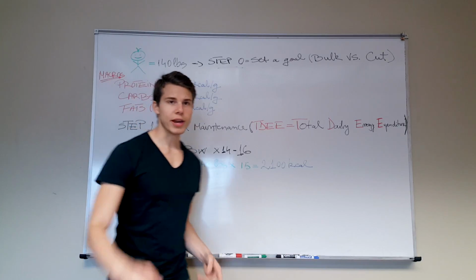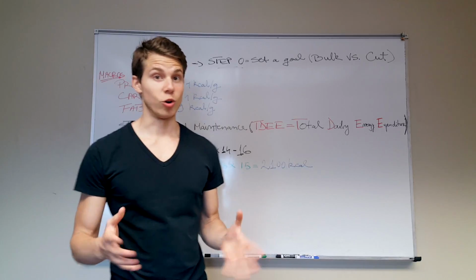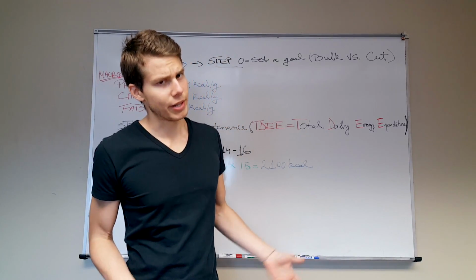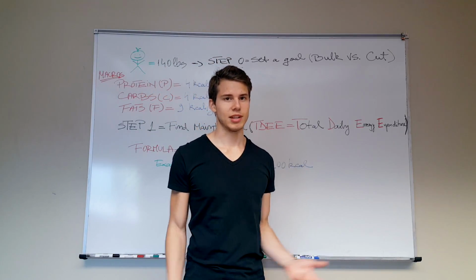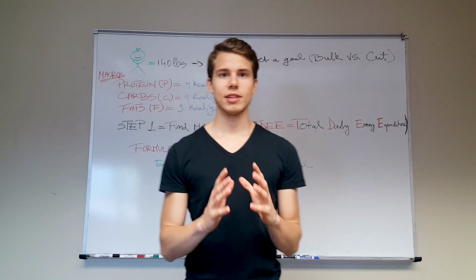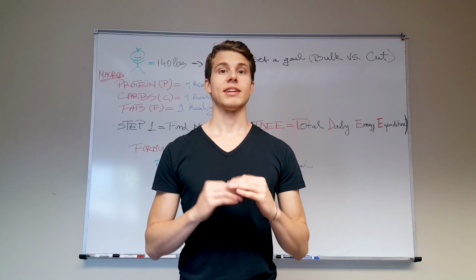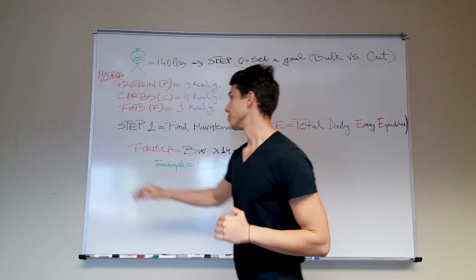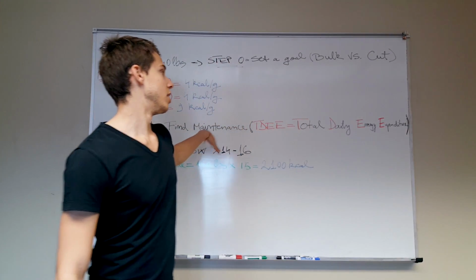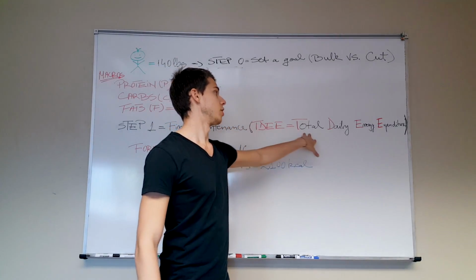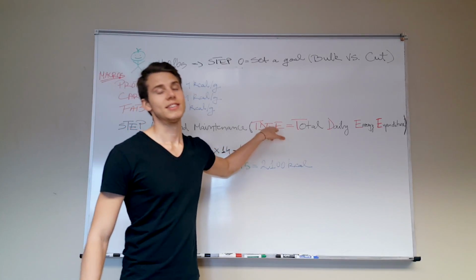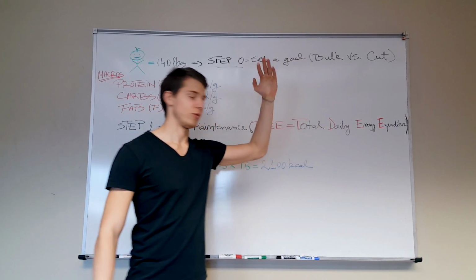Okay, so now that we've touched base on the goal, assuming you know what your goal is, either gaining weight or losing weight, it's pretty much self-explanatory. You just take a path and go with it. So now that you have the goal, the first thing we have to do together is step 1, to find the maintenance, which is also called total daily energy expenditure, or TDE. This is the short form for all this.